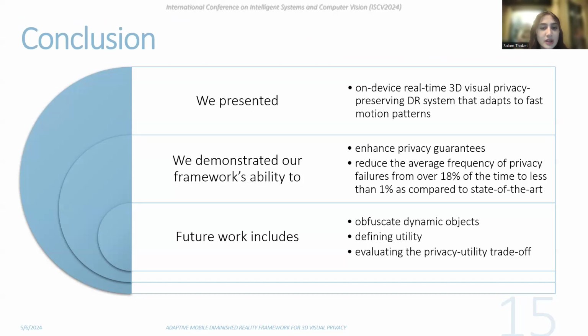However, since covering the entire screen can also maintain perfect privacy in real time, we need a way to distinguish our method from such drastic measures, as we are only covering the most critical parts of the screen. This highlights the need for defining a suitable privacy utility trade-off for our particular use case. We aim to define utility and measure the privacy utility trade-off in our future work. We also aim to extend our implementation to obfuscate dynamic objects.